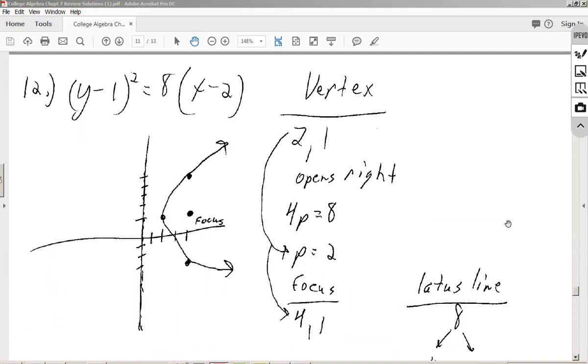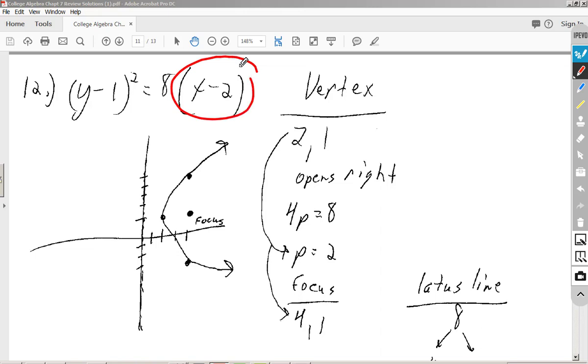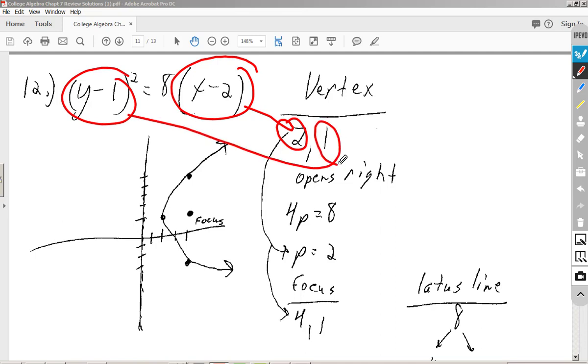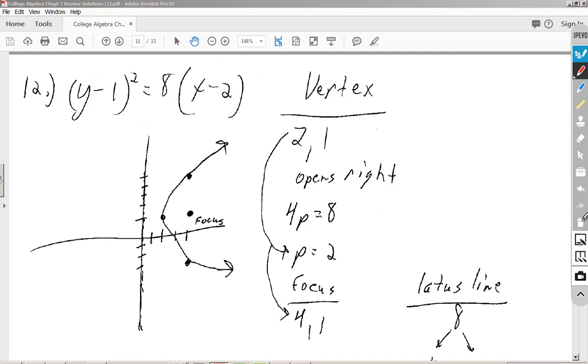Number 12, now we're looking at parabolas that are shifting. My equation is y minus 1 squared equals 8 times x minus 2. First thing I do is locate my vertex. Here's my x shift, which is a total of 2, and my y shift is a total of 1. Now I know where the vertex is, so I go over to 2, 1 and put my dot here.